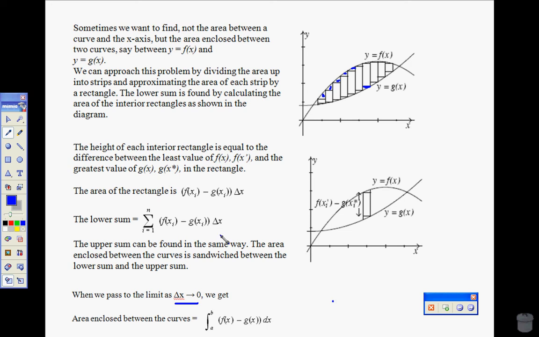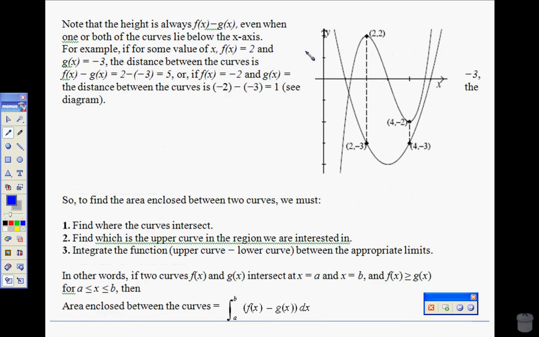And the idea is that as delta x approaches 0, the limiting position of this statement becomes the integral from a to b of f of x minus g of x. So the top curve minus the bottom curve between the two values a and b. So that's a, and that would be b, its upper bound and its lower bound, and we're finding the difference in the areas using the integral.